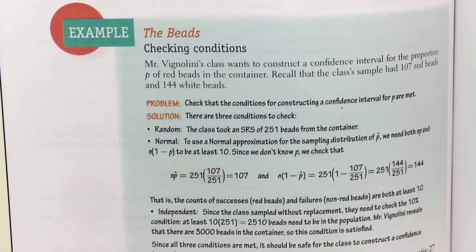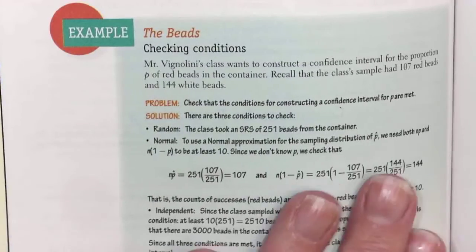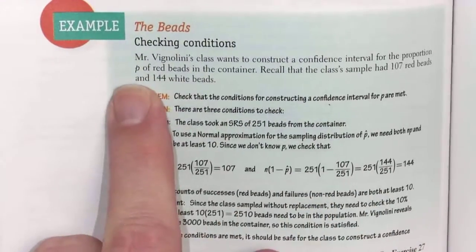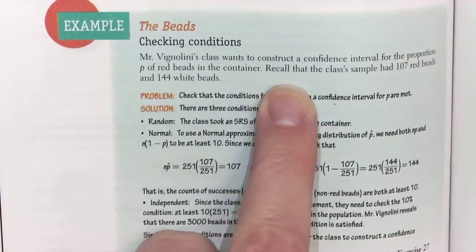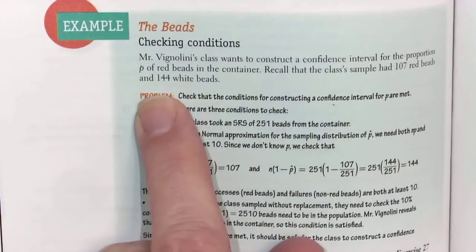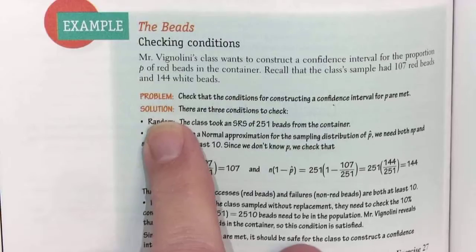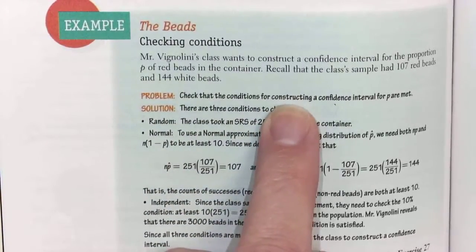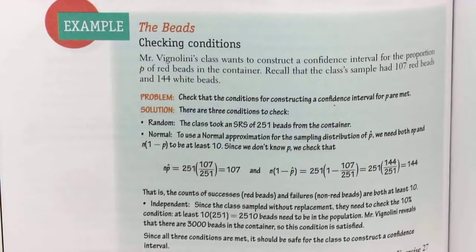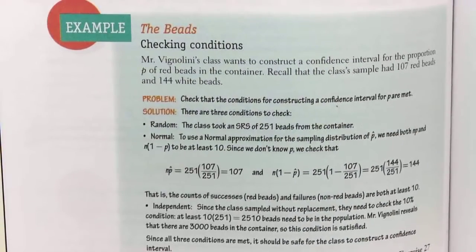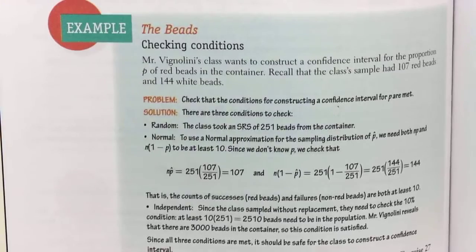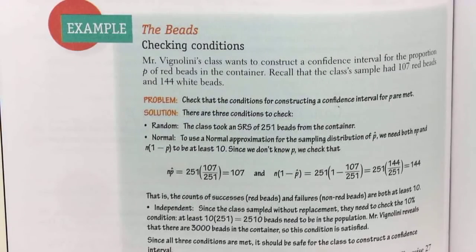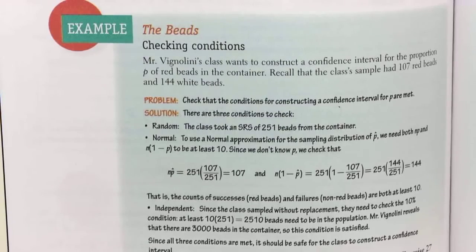Okay, good. Now, Mr. Vignolini's class wants to construct a confidence interval for the proportion p of red beads in the container. Recall that the class's sample was 107 red and 144 white. So now, the problem: check that the conditions for constructing a confidence interval for p are met. So you're going to have to check, just like before, random, normal, and independent. Those are the conditions to see if we can do this.